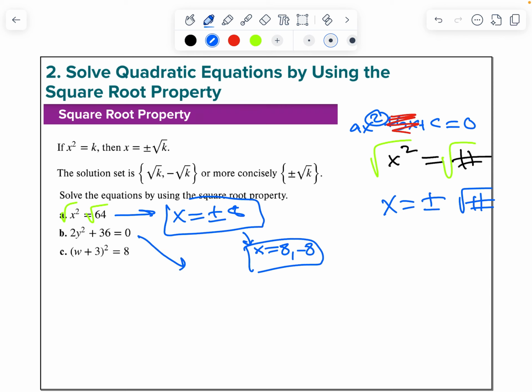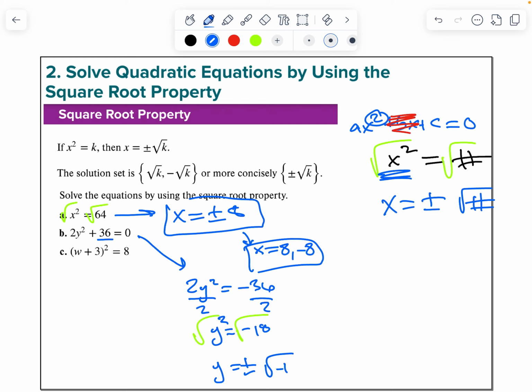On the next one, we want it to be just x squared equals a number, or y squared equals a number, whatever the variable. So we need to move the 36 over first. 2y squared equals negative 36. We still don't have just y squared equal to a number, so we can divide by 2 on both sides, and we'll get y squared equals negative 18. Again, once you get your variable squared on one side, you can use the square root property. And you'll have y equals plus or minus the square root of negative 18.